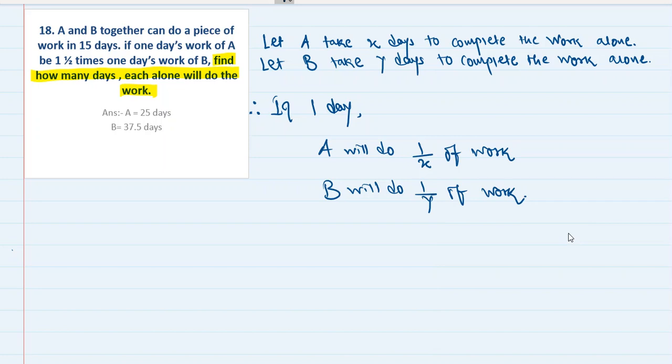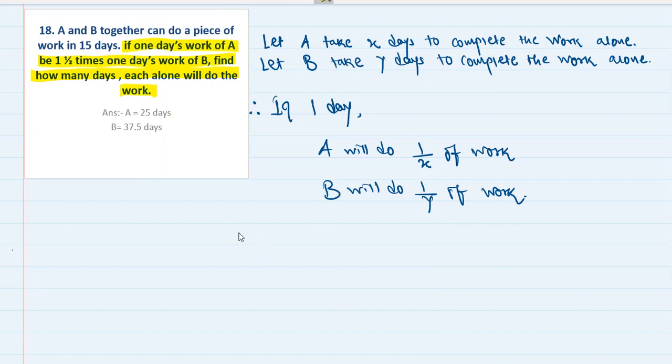So A and B together can do a piece of work in 15 days, and 1 day's work of A will be 1.5 times 1 day's work of B. So I think we are ready to frame both the equations. The first thing is A and B together can do a piece of work in 15 days. Okay, before going to that, I think we can frame the second part first. If 1 day's work of A is 1.5 times 1 day's work of B.